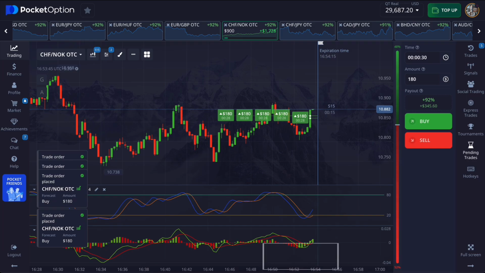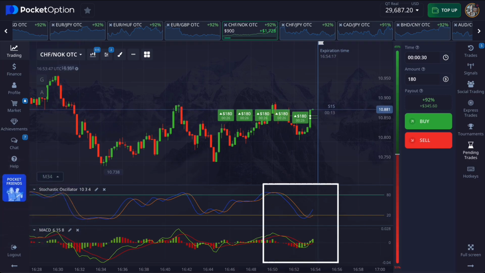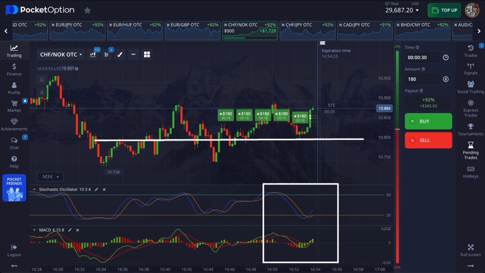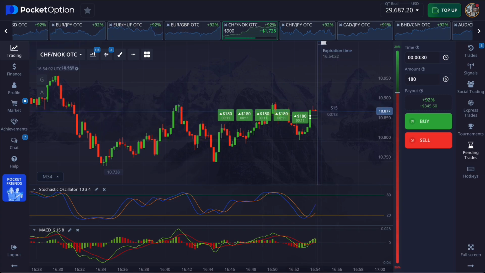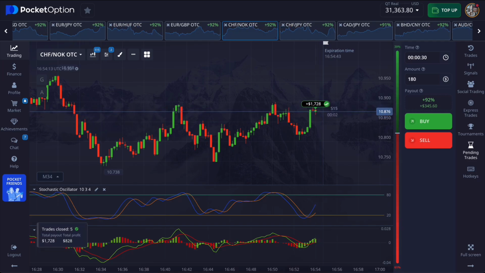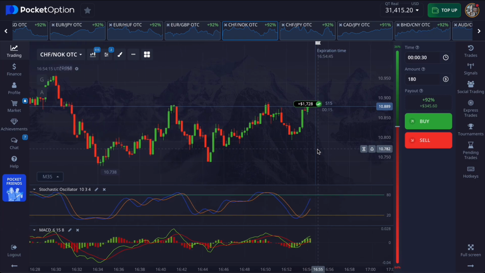So here after a good cross was formed in the stochastic oscillator and MACD indicator, I have placed an entry in the upward direction. But along with this, I also saw that there is a small support zone here, and the market is moving up from this place. And that was great. We won here too.